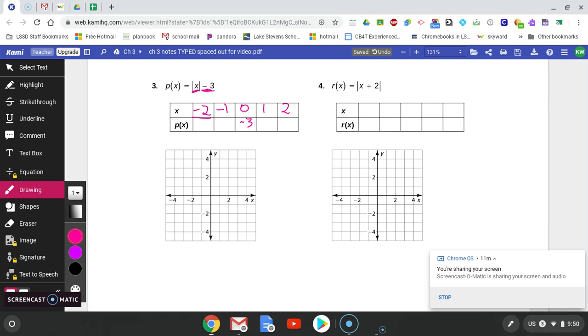So if I plug in a -2, the absolute value of -2 is 2. And 2 minus 3 is -1. When I plug in a -1, the absolute value of -1 is 1. 1 minus 3 is -2. When I plug in a 1, the absolute value of 1 is 1. 1 minus 3 is -2. And when I plug in a 2, the absolute value of 2 is 2. 2 minus 3 is -1. So let's take a look at this graph.